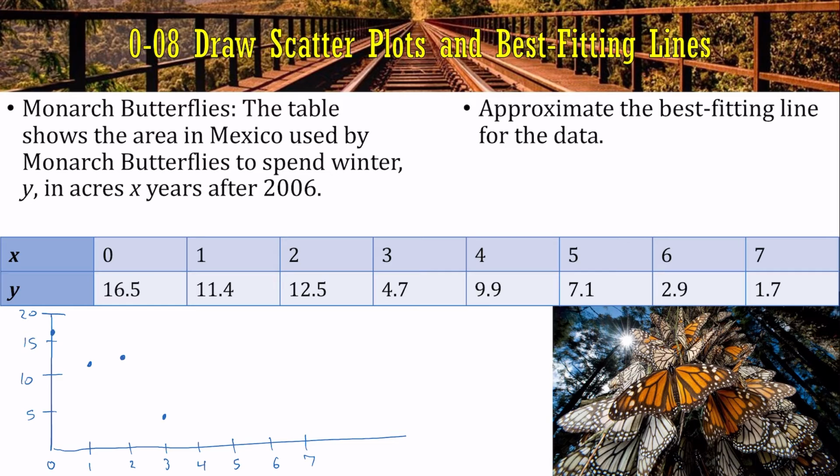4.7, 9.9, 7.1, 2.9, well, that dropped a lot, and then 1.7, that dropped a lot there. But you can kind of see we have a general downward trend. And so you'd probably want to use a ruler to draw your best fitting line, maybe something like that. So I could use that point and that point.